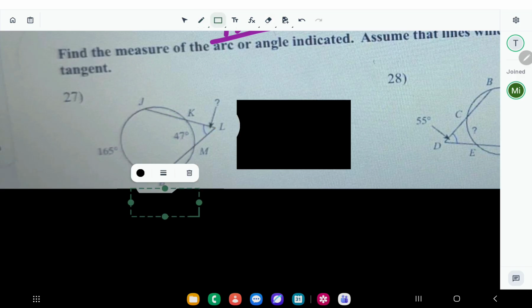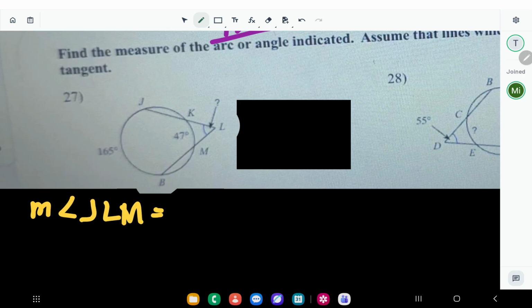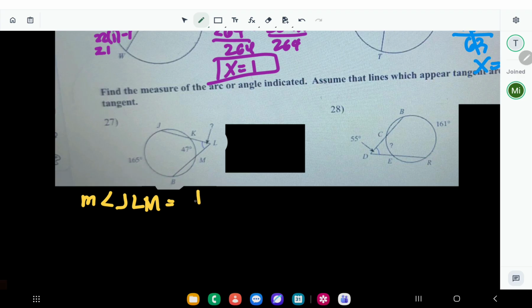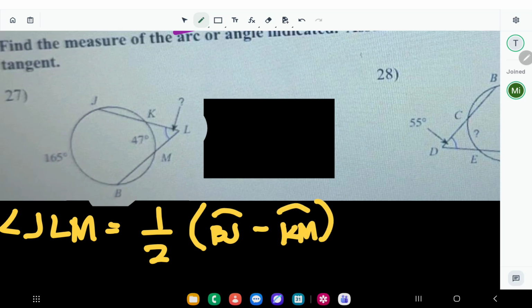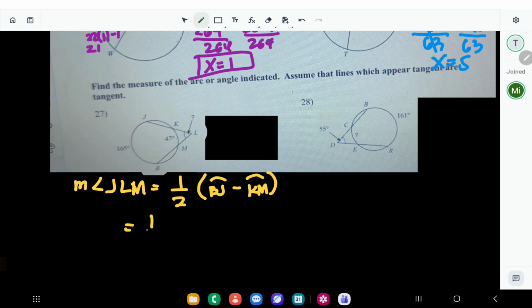So to solve this, the measure of angle L, or JLM, is equal to 1/2 of the difference. You subtract the minor arc from the larger arc. So that is arc BJ minus arc KM. So this is just 1/2.